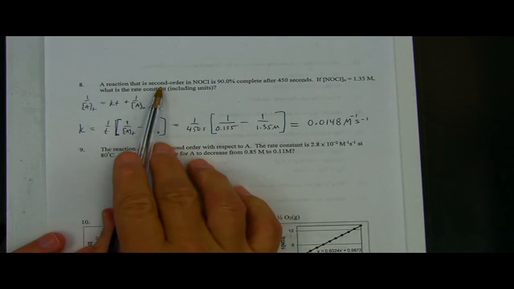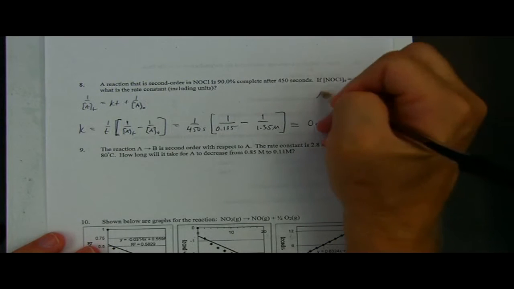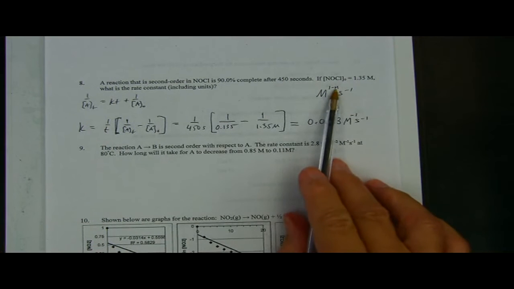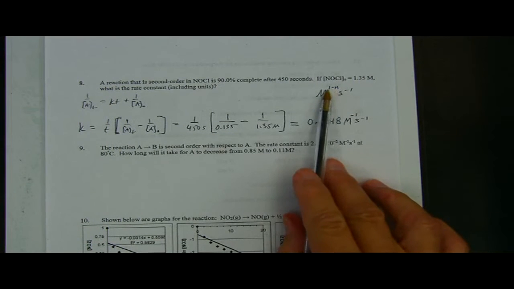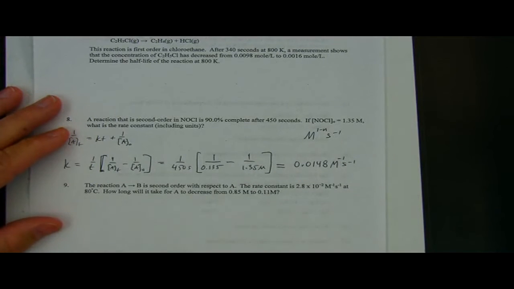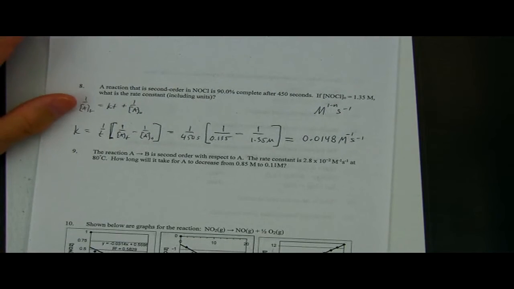It's second order. N is equal to 2. Remember the units on a rate constant: molarity to the 1 minus n, seconds to the -1. So it's a second order process, and 1 minus 2 gives me -1. Would K be negative? No, this is a bigger number than that. One over that gives you a bigger number. K's are never negative, just to give you a tip. If you come out with a value of K that's negative, you've done something wrong.